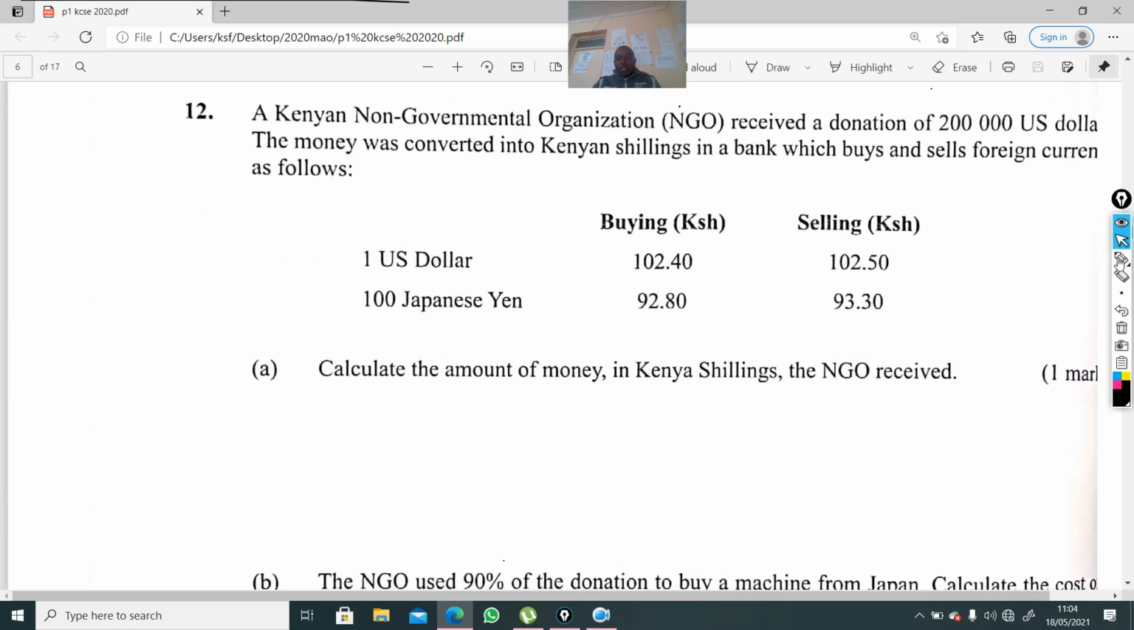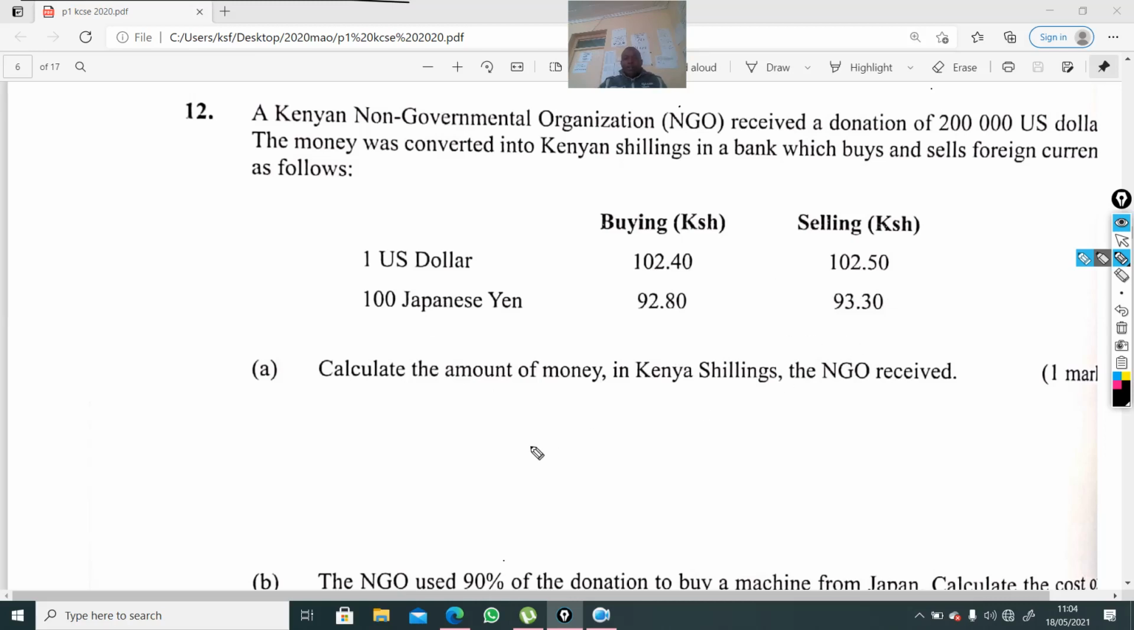Question number 12 is talking about currency exchange. A Kenyan non-governmental organization received a donation of $200,000. The money was converted into Kenyan shillings in a bank, which buys and sells foreign currencies as follows. It buys $1 US at 102.40 and sells at 102.50. It also buys the Japanese yen at 92.80 and sells at 93.30.